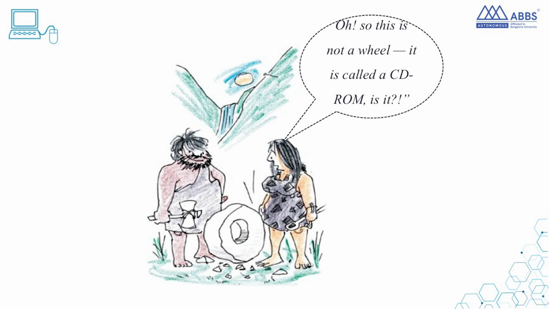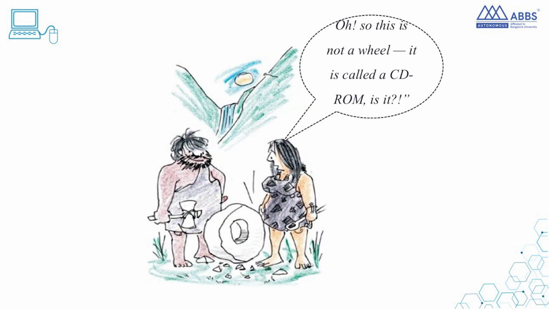The invention of the wheel has been one of the significant milestones in human evolution. So is the technology. In this cartoon, we see the lady is asking, what is that round thing? She is asking, oh, this is not a wheel, it is called a CD-ROM, is it? Now, they look like Stone Age era people and they are wondering what that round object is.